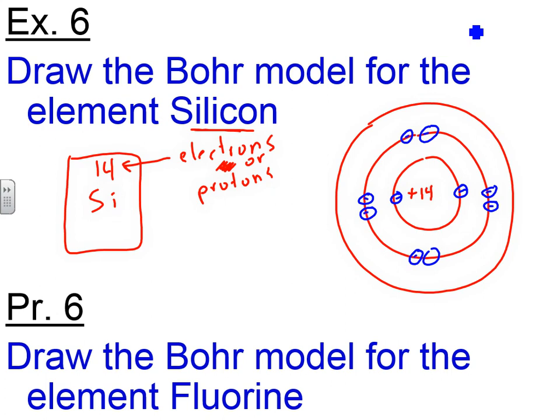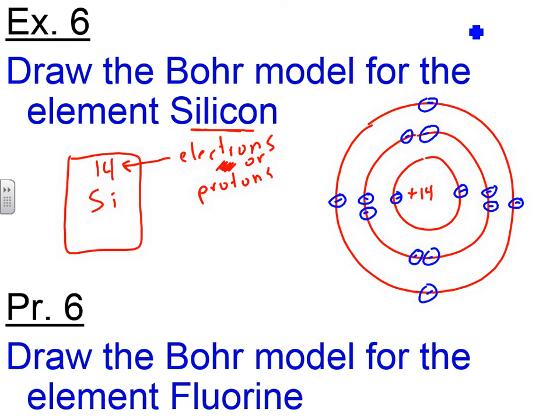I need a total of 14, so I'll put 4 more. Now, what I'm going to do is actually put 4 more before I double them up. So here it is. I've got 14 electrons in 3 energy levels. So this is specifically the Bohr model for the element silicon.